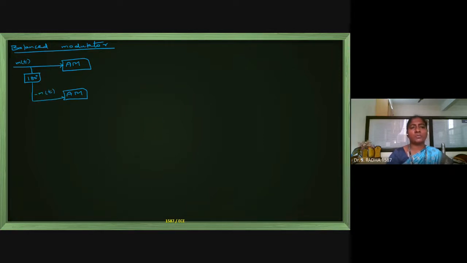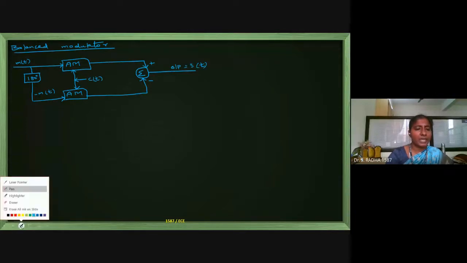If M of t is a positive half cycle followed by a negative half cycle, minus M of t is a negative half cycle followed by a positive half cycle. Then we also provide the carrier signal to both the AMs. C of t is the carrier signal. After that, whatever outputs are obtained, we make the sum or difference. I will take plus on the top, minus on the bottom. Here is the final output, the modulated signal S of t in the balanced modulator.